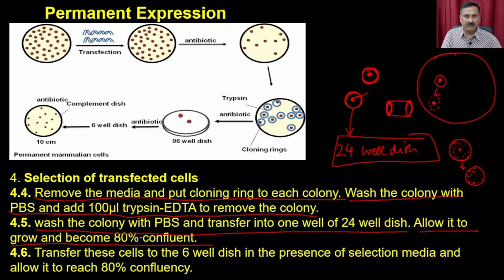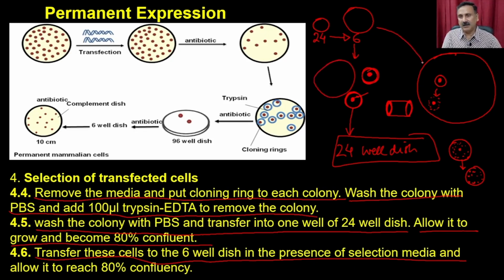So allow it to grow and become 80% confluent. Transfer these cells to a 6-well dish in the presence of selection media and allow it to grow. So what you're doing is you have taken it out, first putting it into a 24-well dish, which is a small area. Then you're putting it into a 6-well dish, which is even bigger. And from the 6-well, you can put it into a 12-well or even a large dish like this. Then you can transfer it onto a big dish, and that's how it's going to grow.